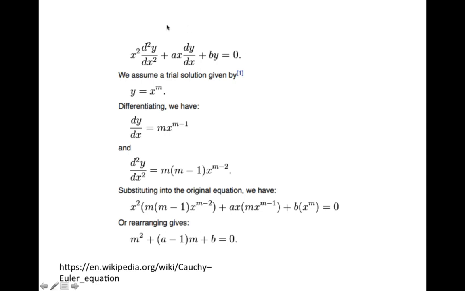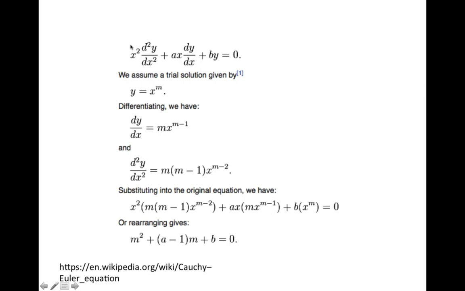So this is a special type of differential equation that looks like this. You have a second order derivative in y with respect to x that's multiplied by x squared. You have a first order derivative in y with respect to x that's multiplied by x and some constant a. And then you have y multiplied by a coefficient b.